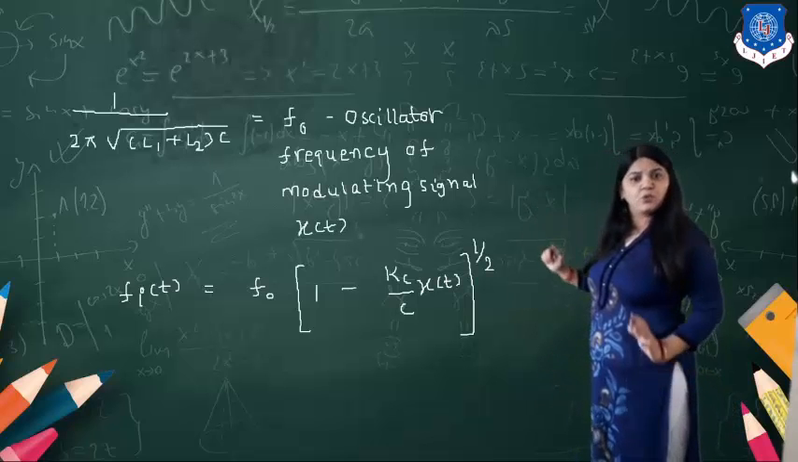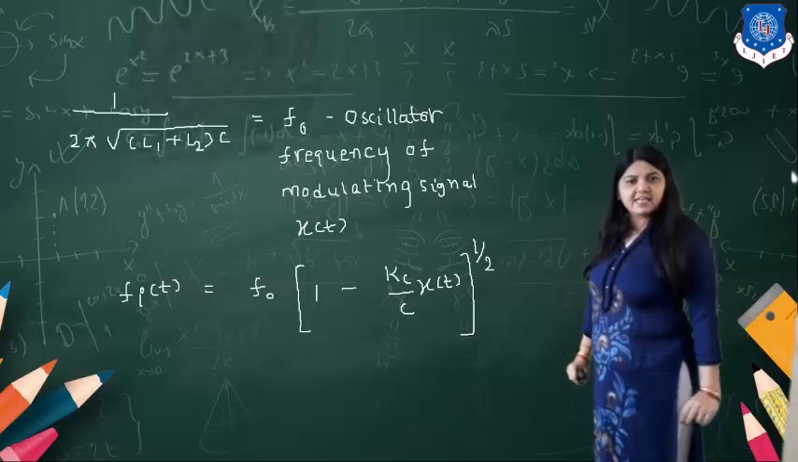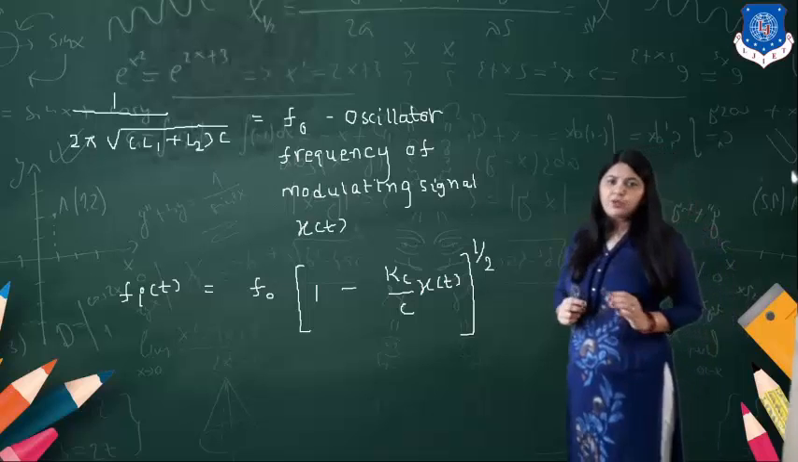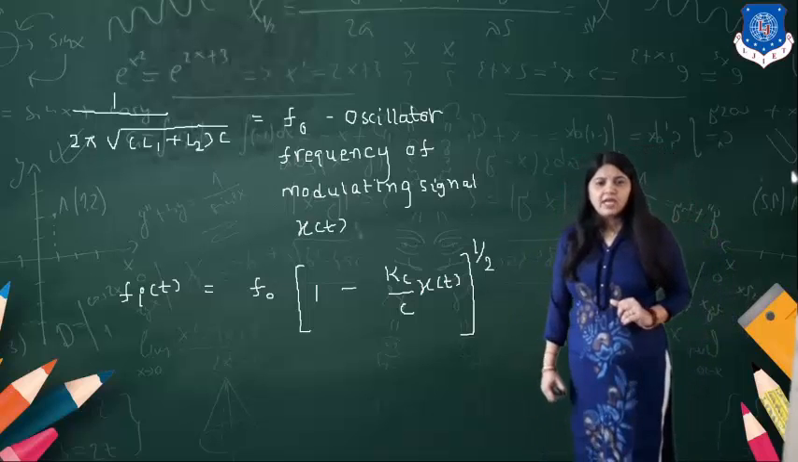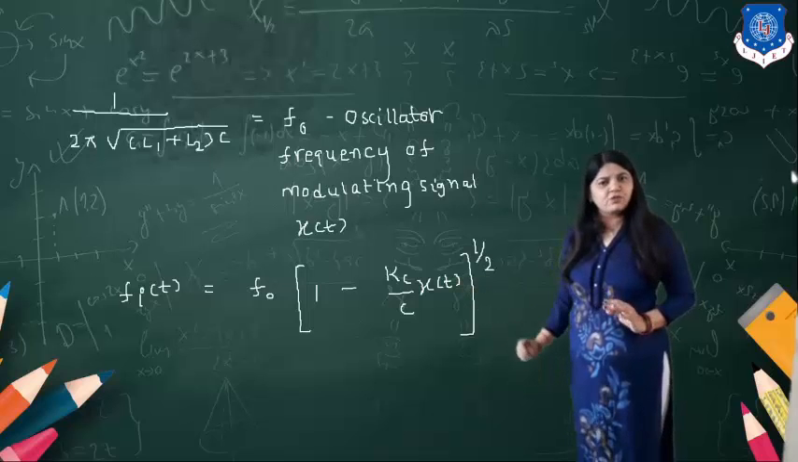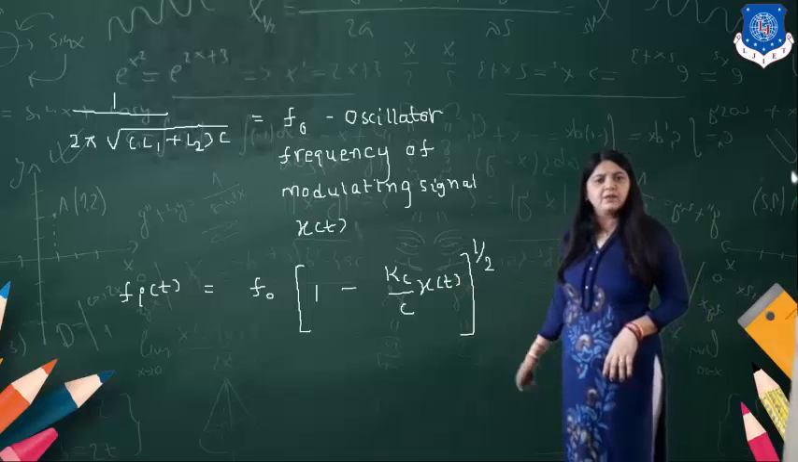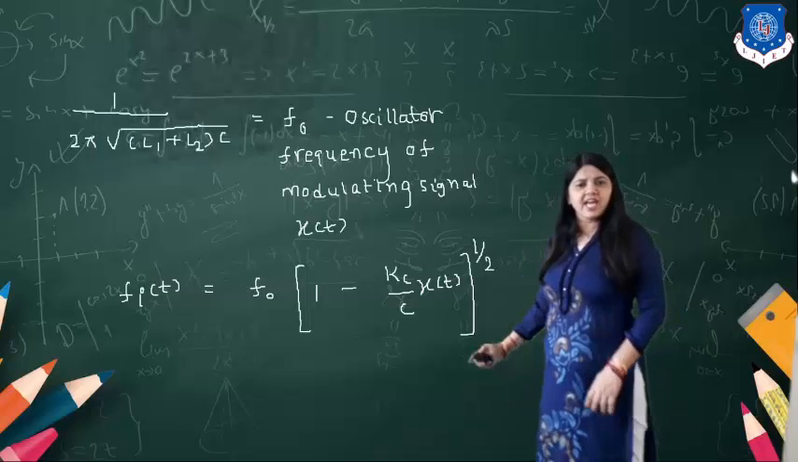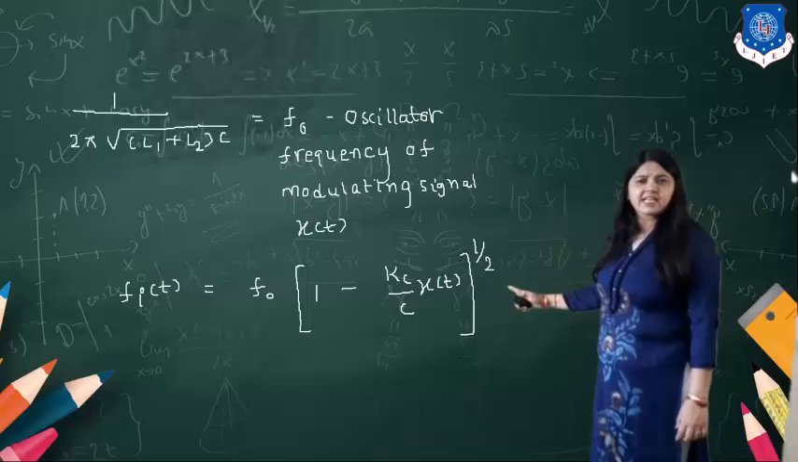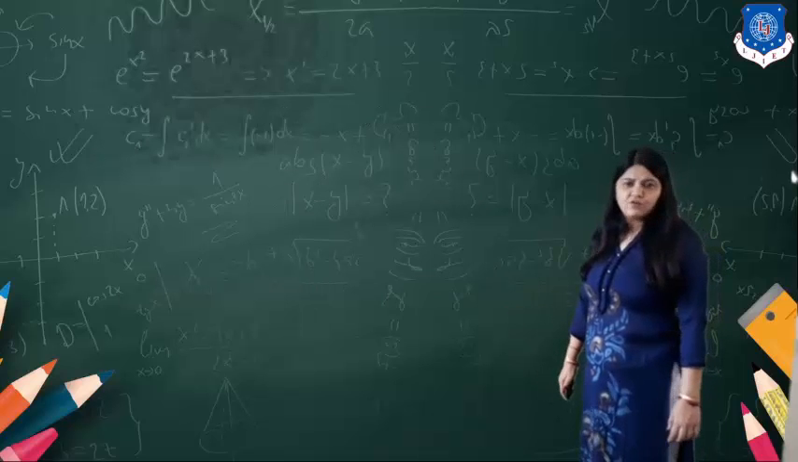What is 1 upon 2 pi square root of LC? That's the oscillator frequency for the modulating signal x(t). Okay, so that's my f0. If I put that f0 value over here, fi(t) is equal to f0 in bracket 1 minus Kc upon C x(t), whole raised to 1/2.